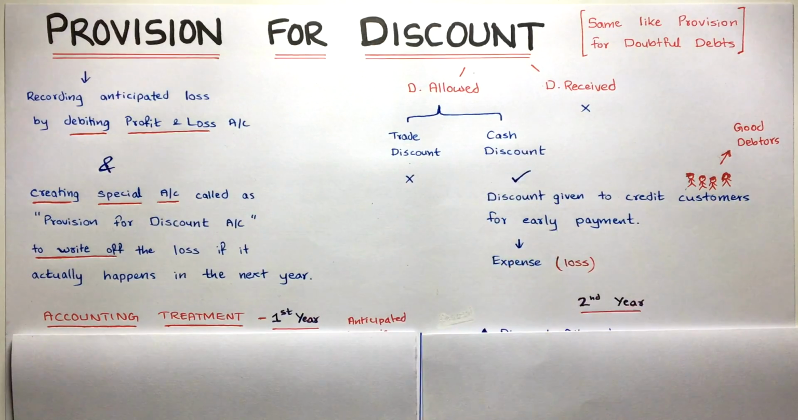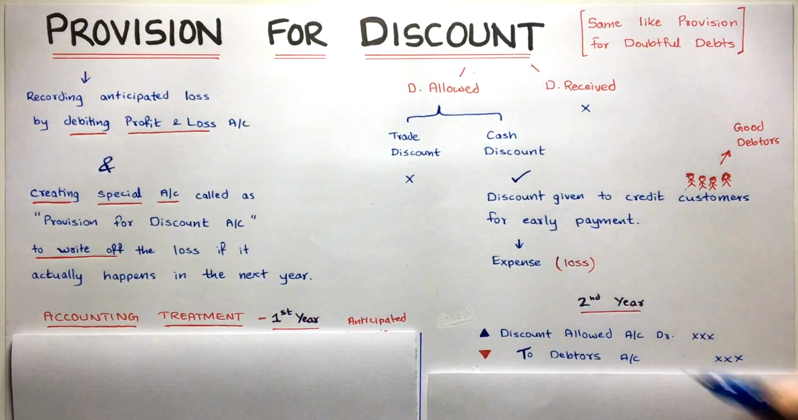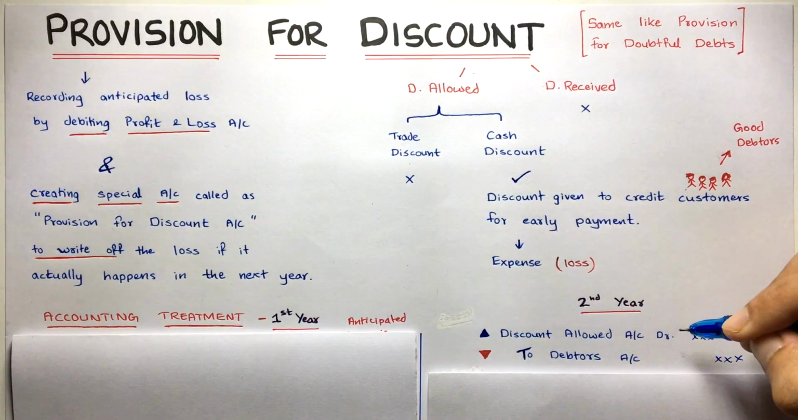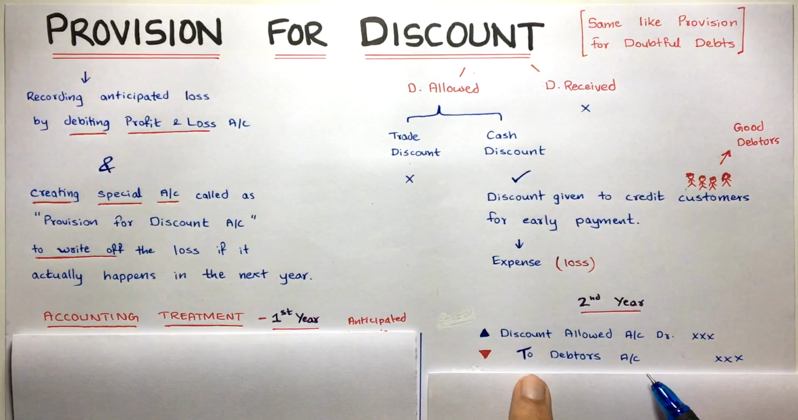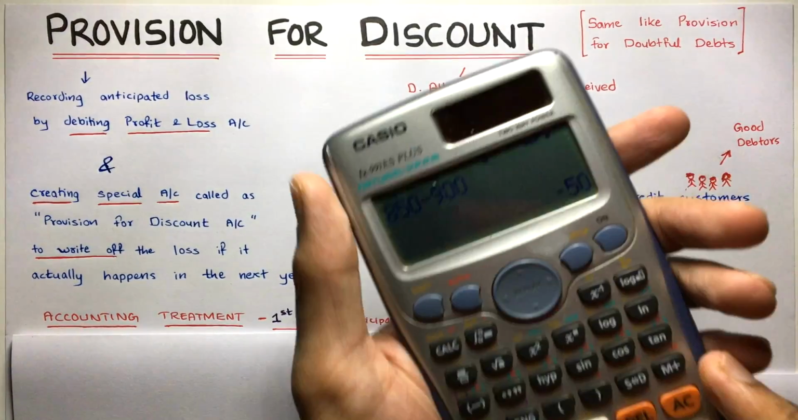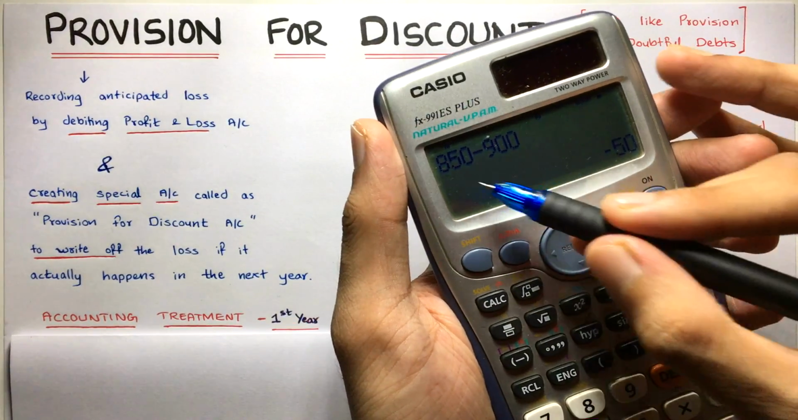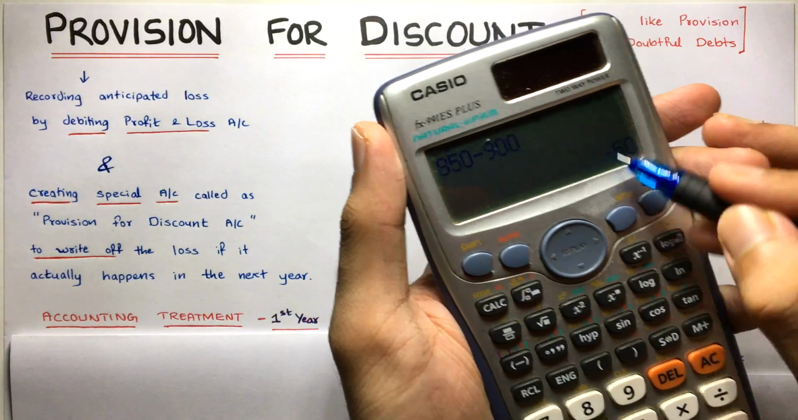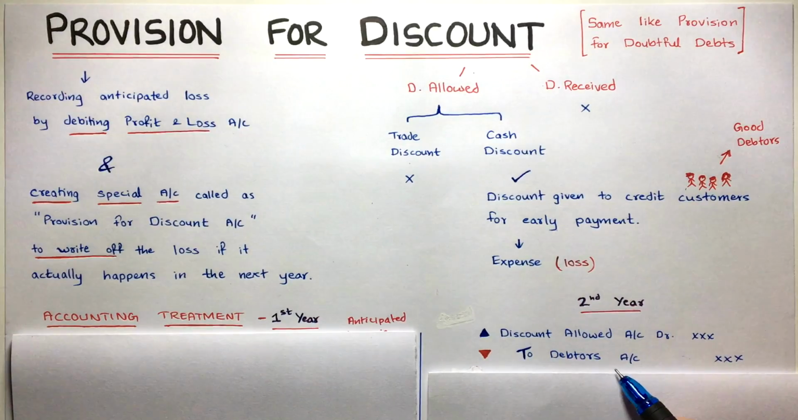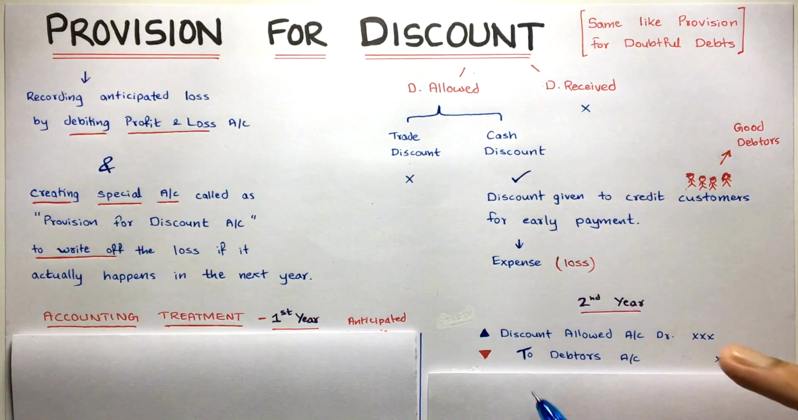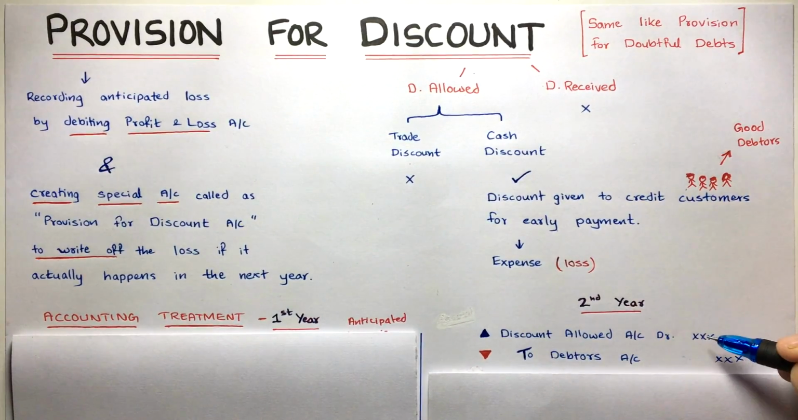The first recording will be happening differently. The first recording will be this. See here, discount allowed account debit. You will record the loss, you will record the expense, and you will reduce the debtors. Because understand, you are supposed to receive 900, you receive only 850, so that 50 rupees you are not going to receive. So with that 50, you have to reduce the debtors. Discount allowed account debit to debtors account 50. Okay, here 50 will be there, and discount allowed also 50 will be there.